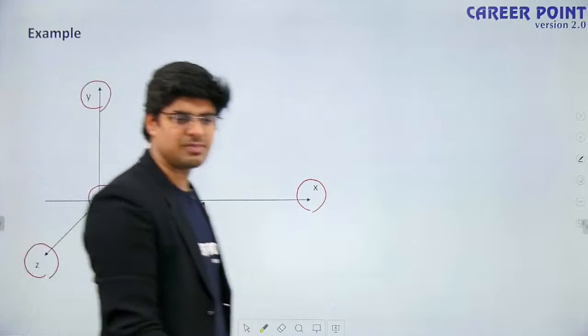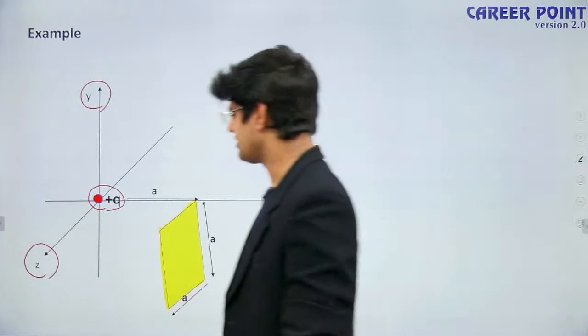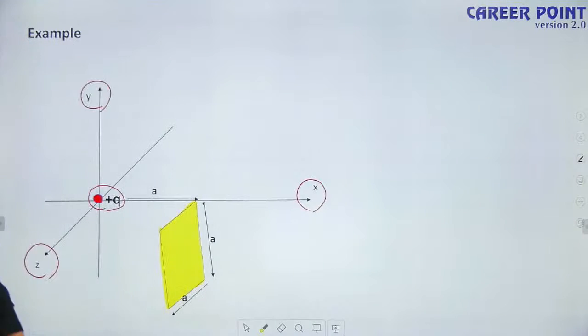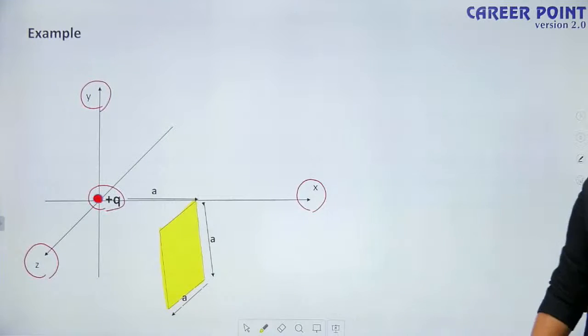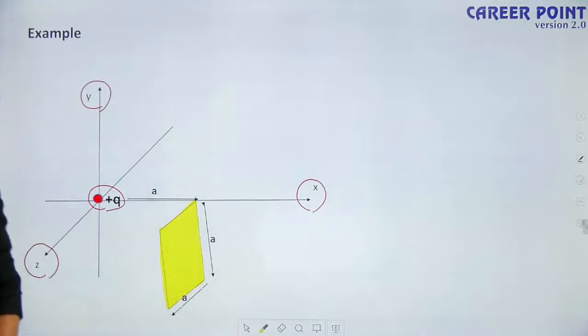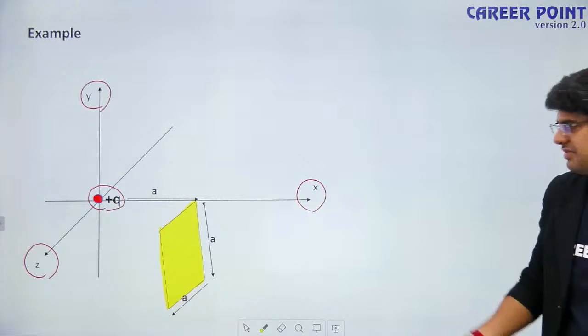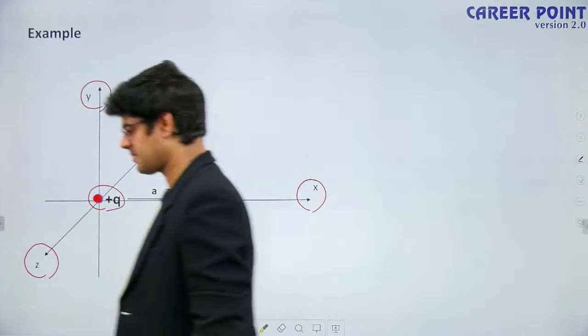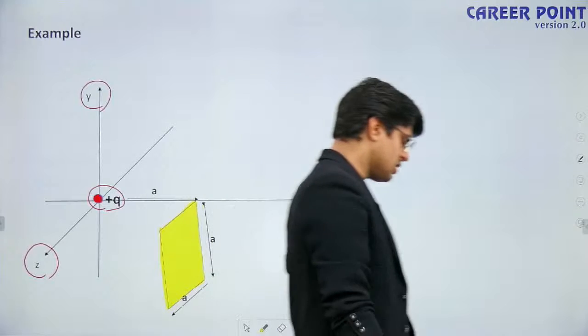What will be the electric flux passing through this shaded surface? Actually, this question we have already done. How? That you have to remind yourself. Very recently we have done this question. Still, this question appears different, right?